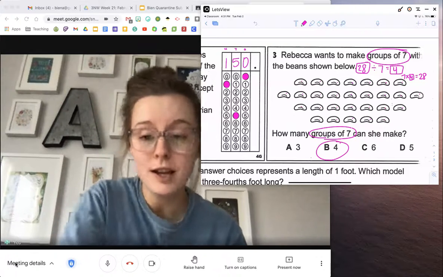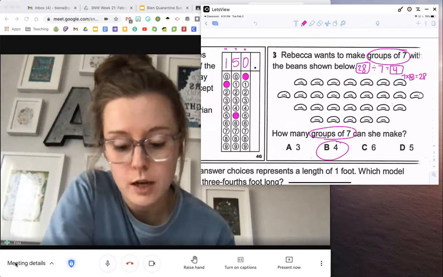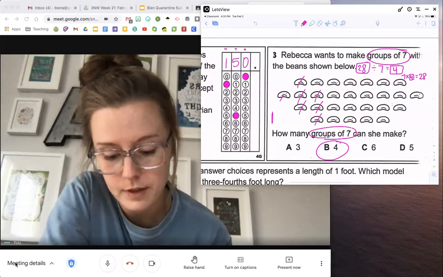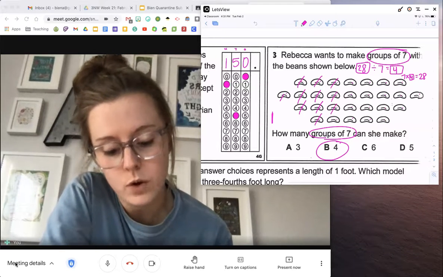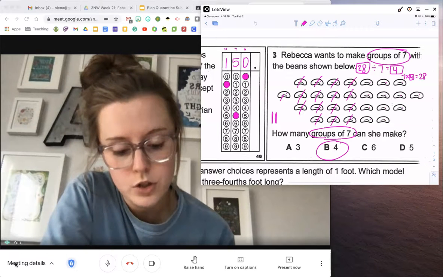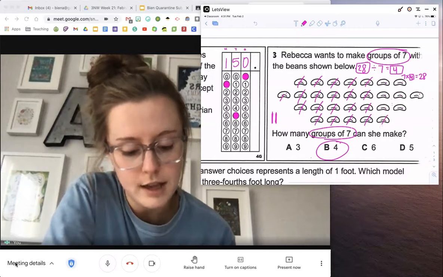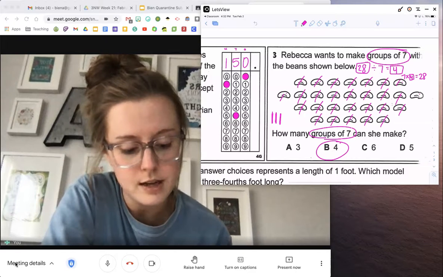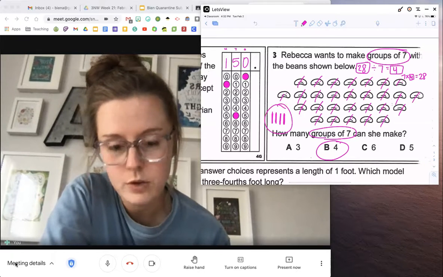So 4 is your answer. And if you wanted to double check yourself, you could have counted 1, 2, 3, 4, 5, 6, 7, four times. So how many groups? 4.